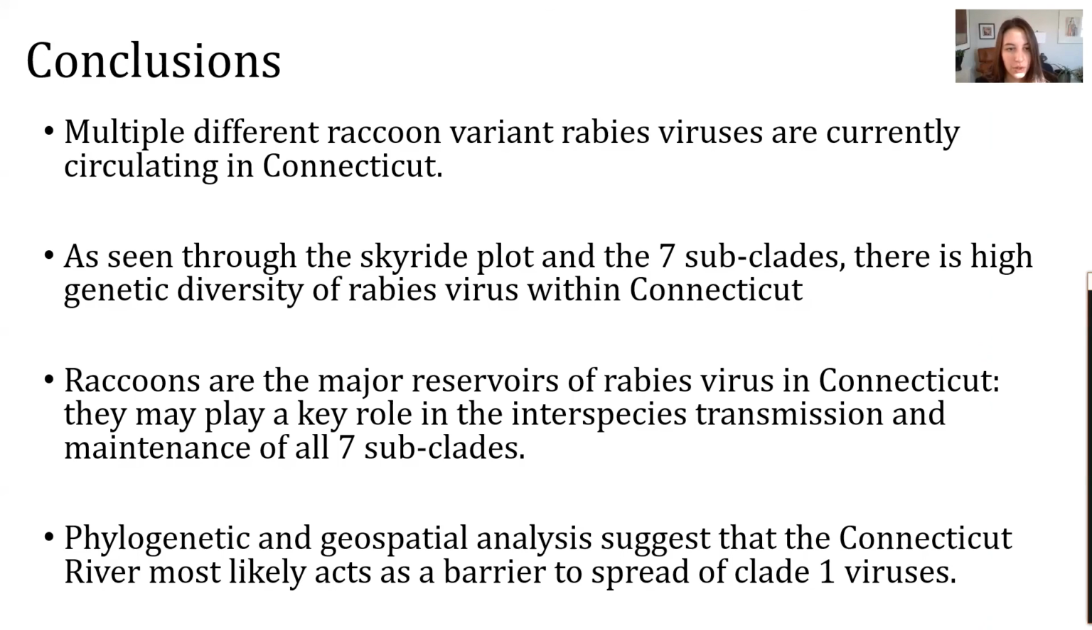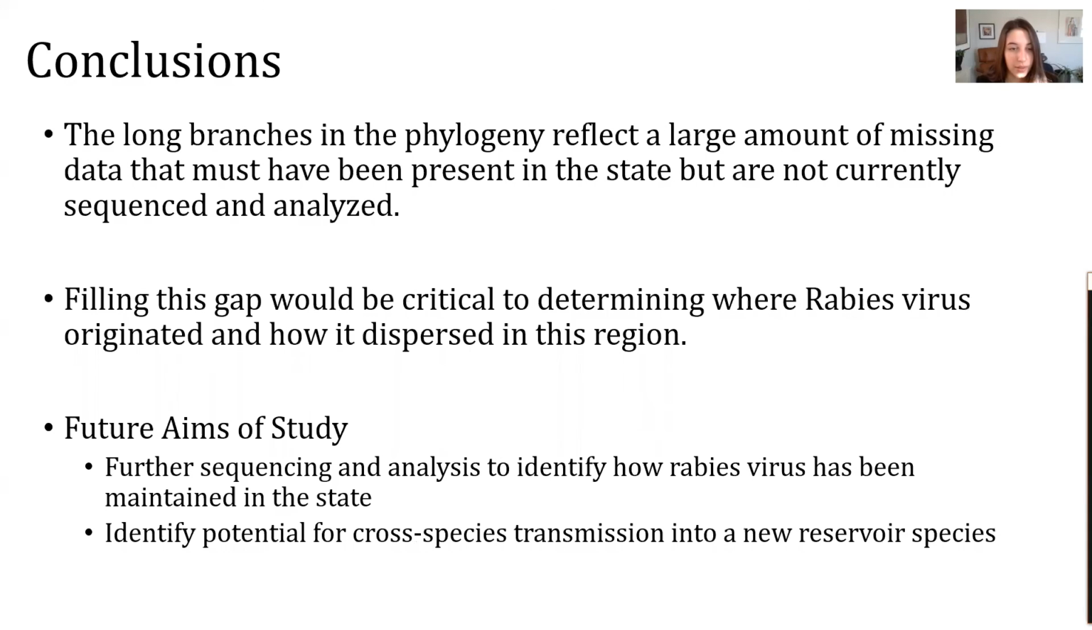Phylogenetic and geospatial analysis most likely suggests that the Connecticut River acts as a barrier to stop the spread of clade 1 rabies viruses, as all of the samples in the clade remain to the west of the Connecticut River. The relatively large time lapse between certain lineages of raccoon variant rabies viruses from other states shows how critical it is to perform whole genome sequencing in Connecticut.